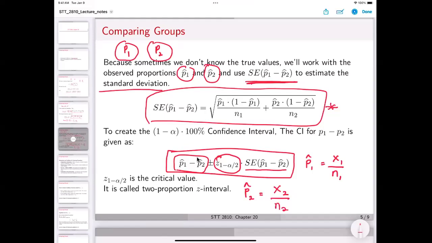And then if you want to find a difference in proportion, you compute this and then you can find the difference in proportion. You see here we have two proportions, so this is called the two proportion Z interval. It is similar to the one proportion, except that this is two proportion.